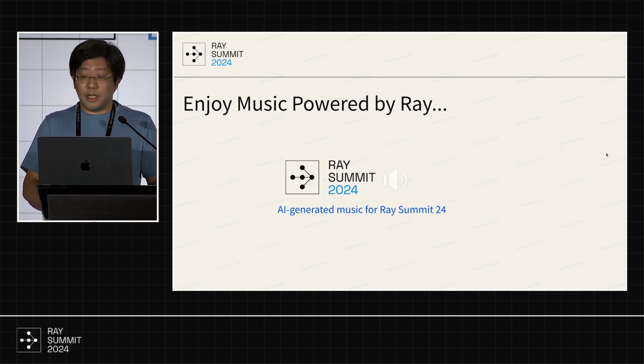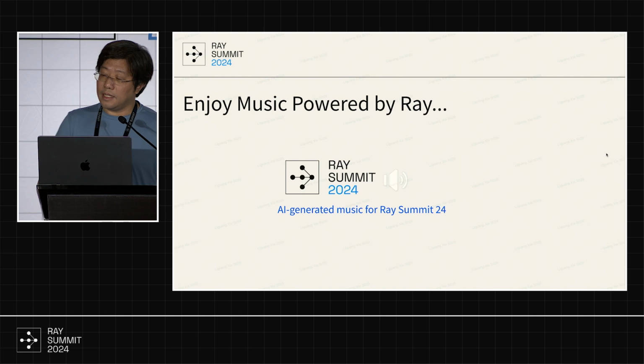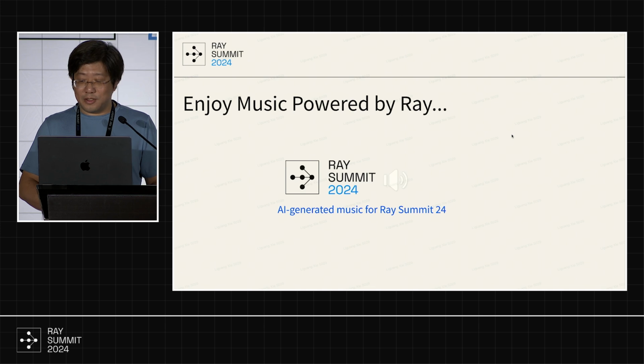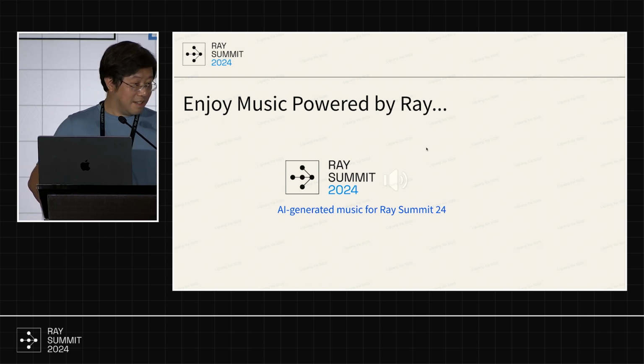Okay, let's put the technical details aside and enjoy some AIGC music powered by Ray. The music is actually generated for Ray Summit 2024, and the music generation data is from our data processing pipelines, which are running on Ray. Let's get it started. One second.